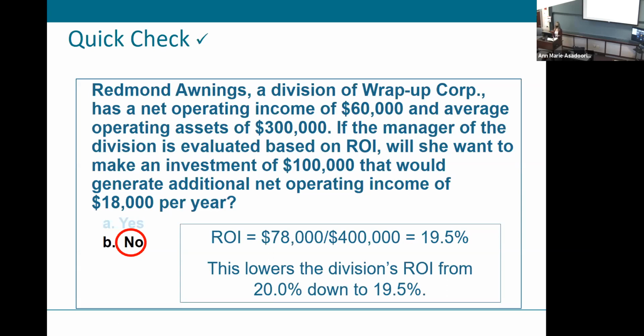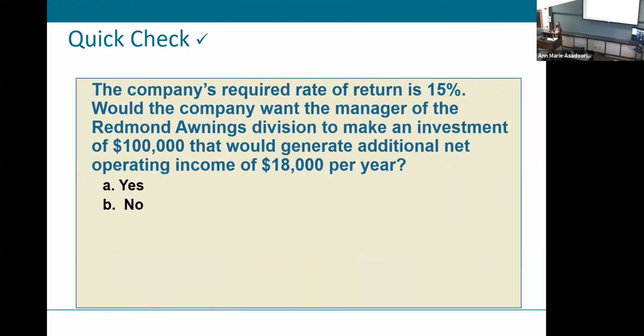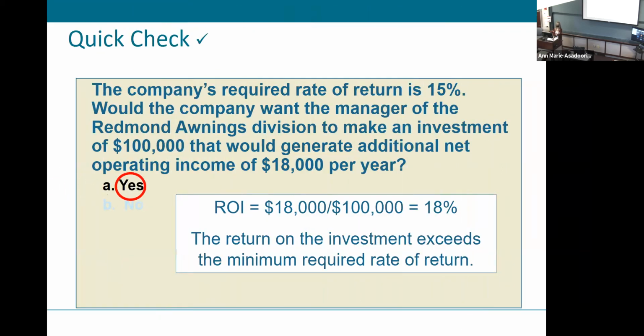But the company's required rate of return is 15%. Would the company want the manager of Redmond Awnings division to make an investment of 100,000 that would generate 18%? Yes, they do. That's the problem. There's no goal congruence here. This division is acting on its own for what's good for that division, right? So the answer is yes, because 18% exceeds the minimum 15%.